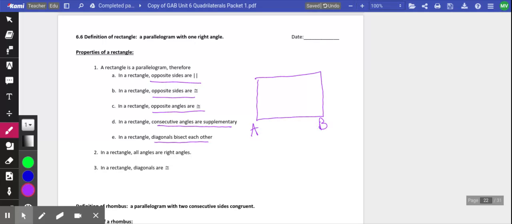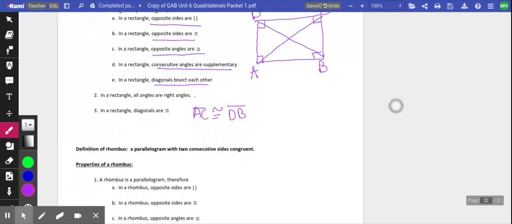So if I have ABCD is a rectangle, then I know that all my angles are right angles. So this is one of our new properties. And I know that not only do the diagonals bisect each other, but the diagonals are congruent. So in my diagram up there, I know that AC is congruent to DB.